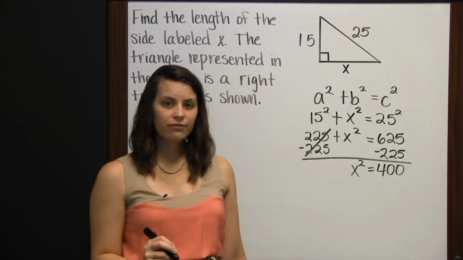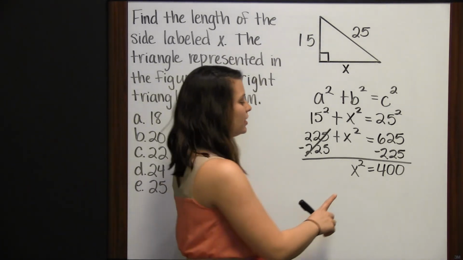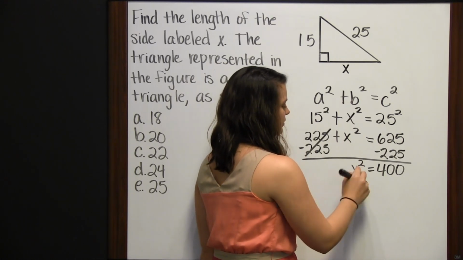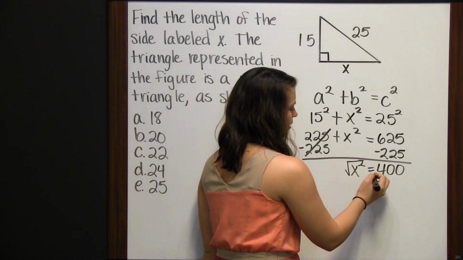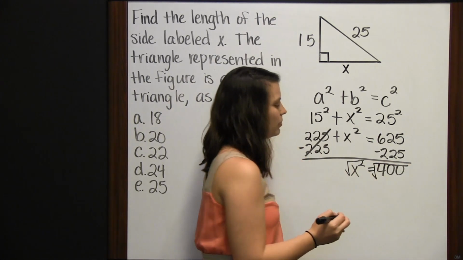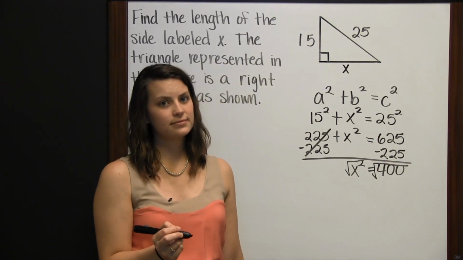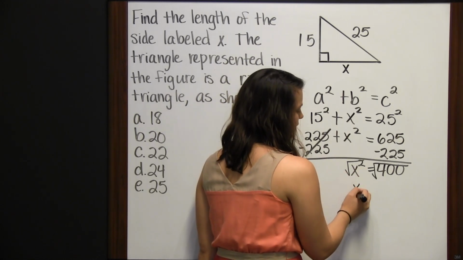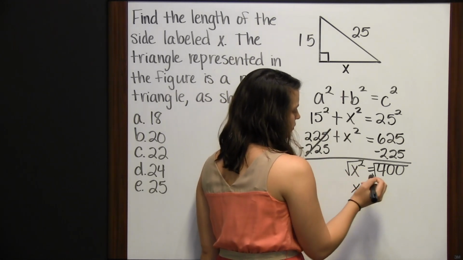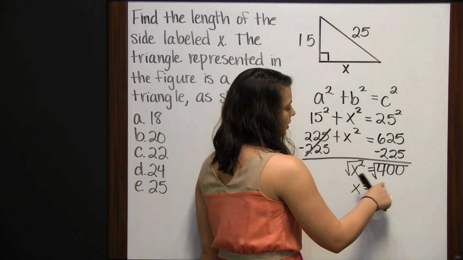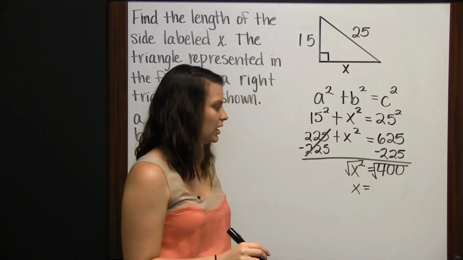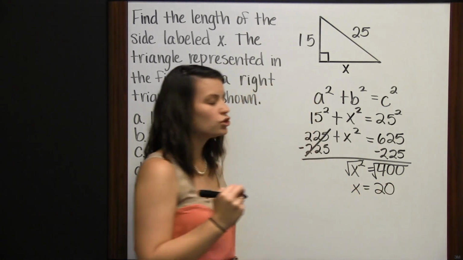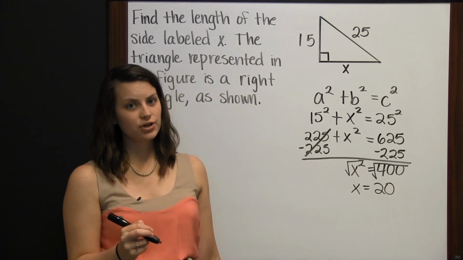Again, we're trying to find x, not x squared. So in order to solve for x, we need to do the opposite of squaring x. The opposite of squaring x is square rooting x. So we must square root both sides to solve for x. The square root of x squared is simply x, equals the square root of 400, which is 20, since 20 times 20 is 400.